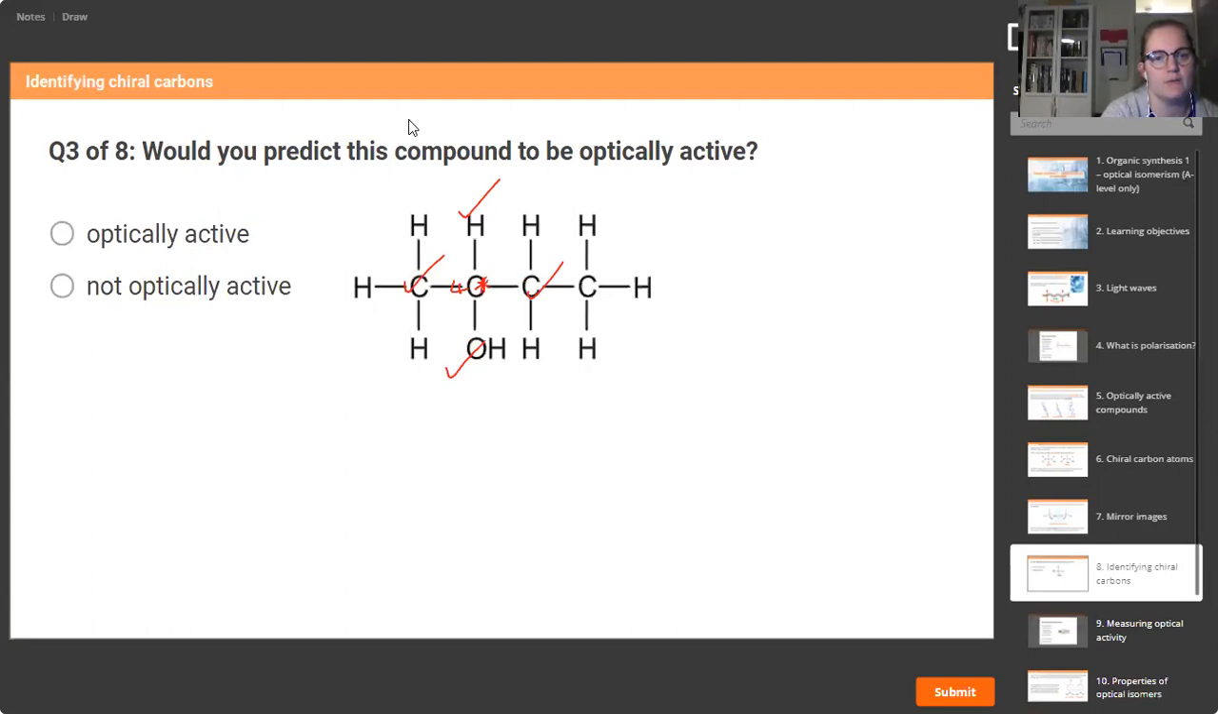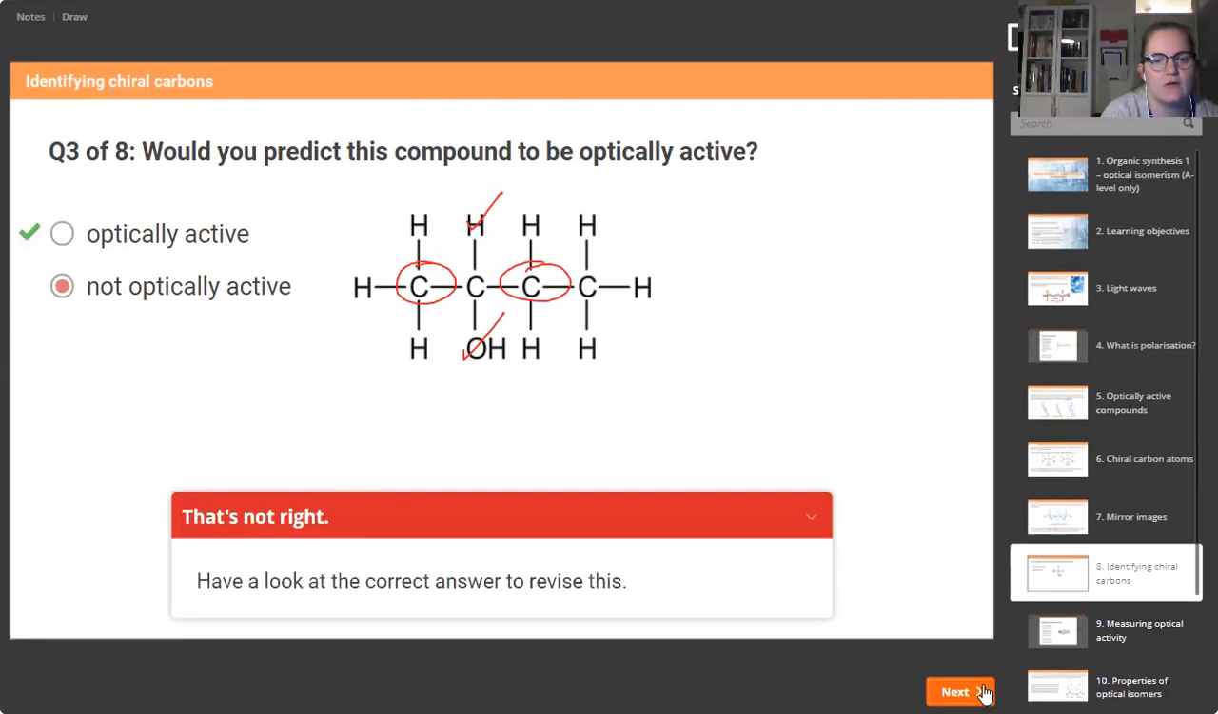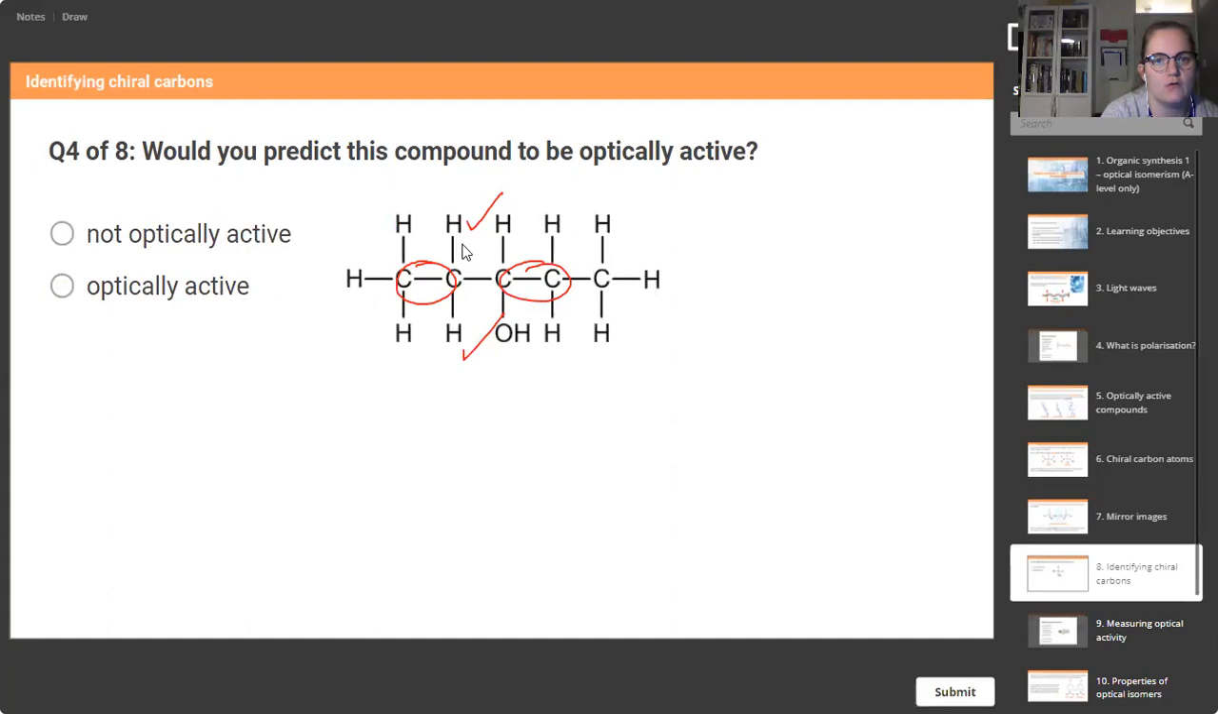Again, looking for the chiral carbon. So, okay, we've got lots of carbons with 4 things coming off them. Have we got any with 4 different things? No. So here we've got a hydrogen, no other hydrogens, got OH group, yeah. But then we've got a carbon and a carbon. So that one would not be optically active. Ignore that, that is wrong. That is a wrong answer on there.